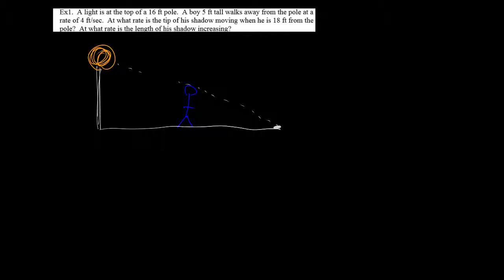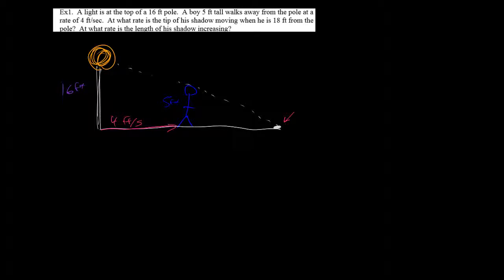So we have something going on here. We're also given he's walking away at a rate of 4 feet per second. So he's moving here at 4 feet per second. We've got a light pole that's 16 feet tall, a man that's 5 feet tall, and the distance here is changing at a rate of 4 feet per second. We want to know how this distance is changing.